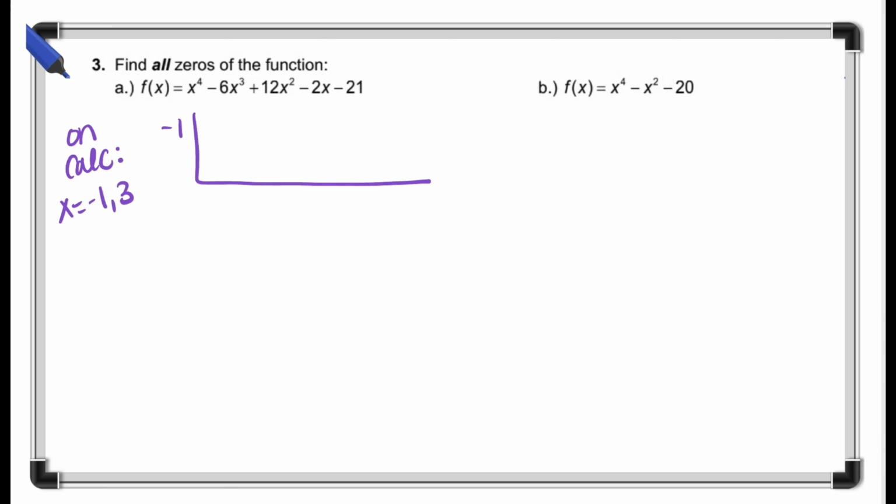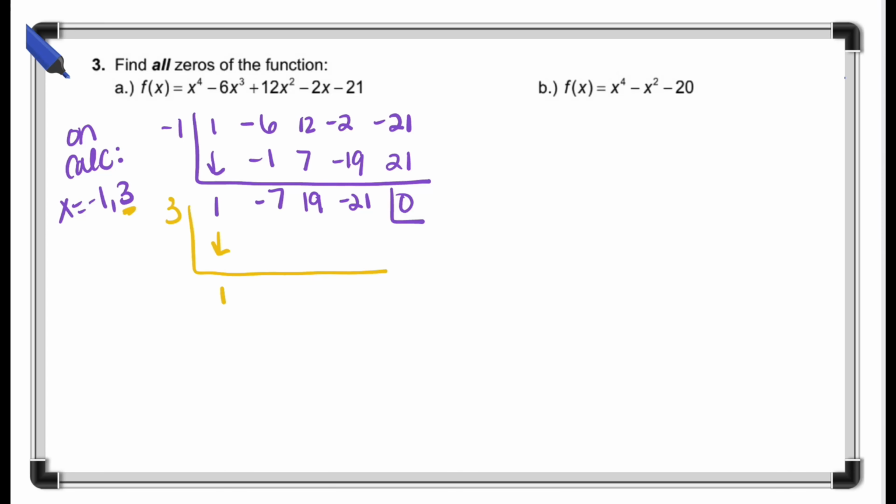Let's do that first. So you got 1, negative 6, 12, negative 2, and negative 21. We're going to drop, and you've got negative 1, you have negative 7, then you have a positive 7, you have 19, you have negative 19, you have negative 21, you have a positive 21, and you have 0, which is what we want. And then you're going to use the second 0 with the same numbers and just do synthetic division one more time. So you have 1, you have 3, you have negative 4, you have negative 12, you have 7, you have 21, and you have 0.